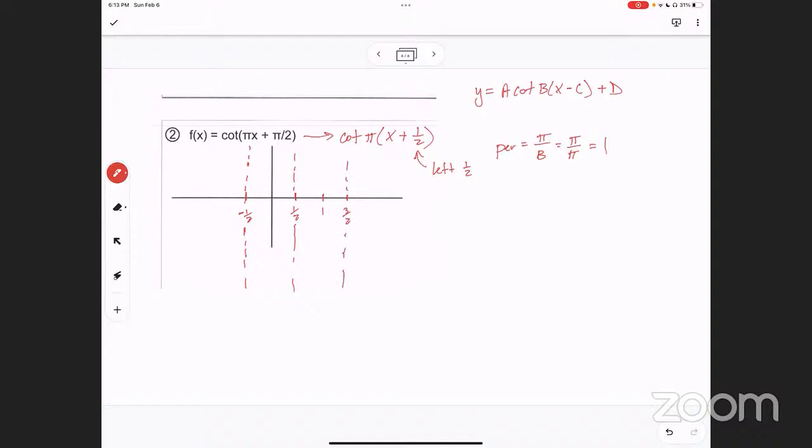Do you follow? Yeah. And because it's a cotangent graph, does it start on the top going down, or does it start on the bottom going up? Think about cotangent. Oh, it starts at the top going down. Yeah, the basic cotangent graph goes down from left to right. So it's going to go through this point, and it's going to come like this. It's going to start here and come like this, etc.